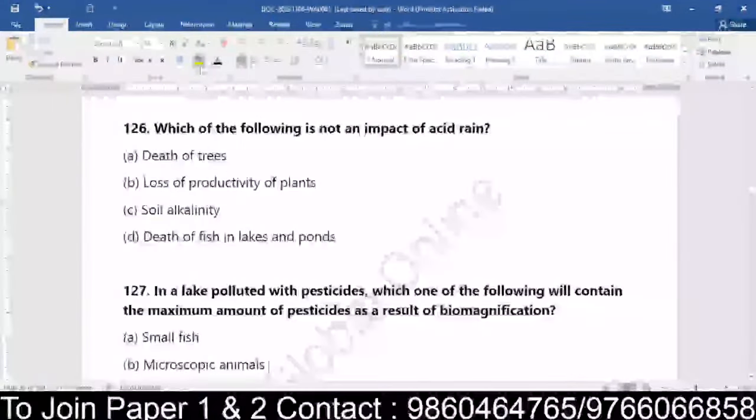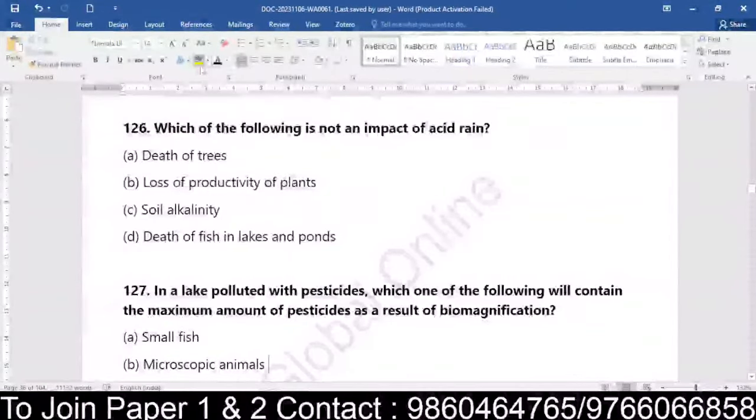Fine. Next question, 126. Which of the following is not an impact of acid rain? They are asking you this. The given option is not an impact of acid rain, whether it is death of trees, loss of productivity of plants, soil alkalinity, or death of fish in lakes and ponds. You want to identify the one that is not an impact. Reading the question is very important, and reading correctly and understanding the keyword is equally important. So the one which is not an impact of acid rain, from the given options.